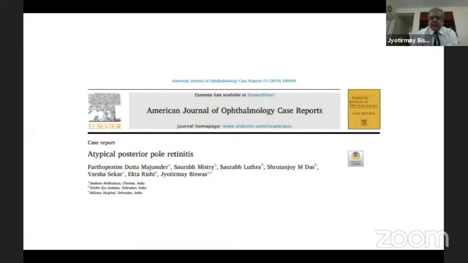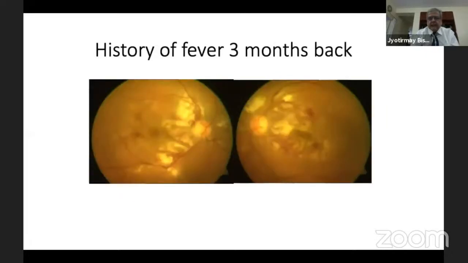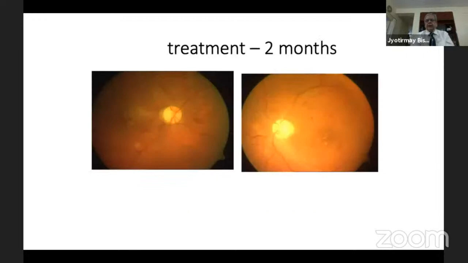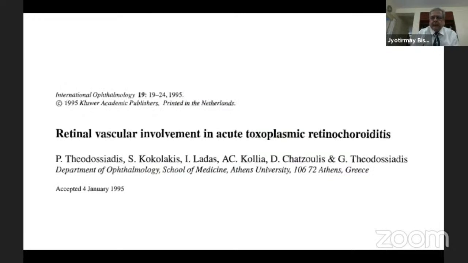And this we published in the American Journal of Ophthalmology as a case report, atypical post-fever retinitis, just like what Elisa has presented. This is a chikungunya case, with history of fever 3 months back. We did the PCR, and the RT-PCR for chikungunya virus was positive. The patient responded to steroid only, without any other treatment. Chikungunya is an RNA virus, so we treated with steroid and it resolved. So Eliza's case might have resolved with steroid only.